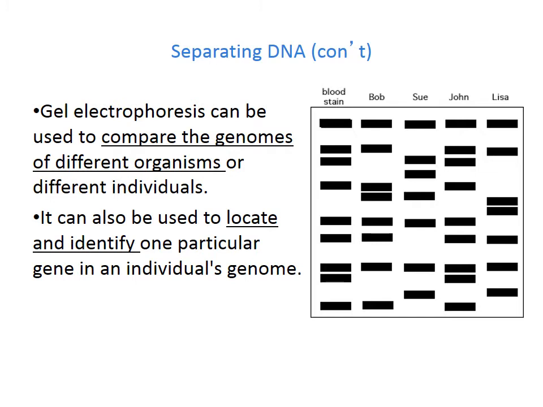So here is a picture of a DNA fingerprint. And you have a blood stain and samples of different people's DNA. And we look to see whose DNA it matches. And it looks to me like it matches which one? That's right, John. Looks like it matches John.